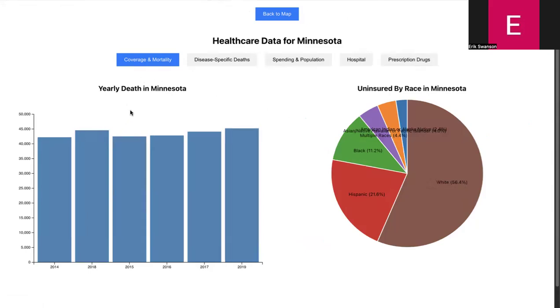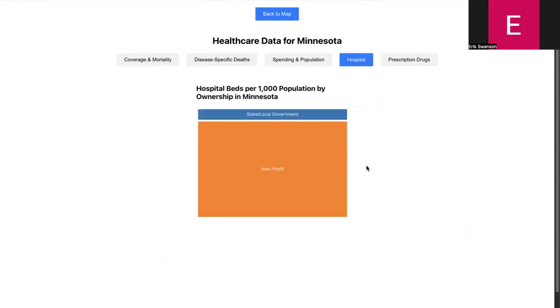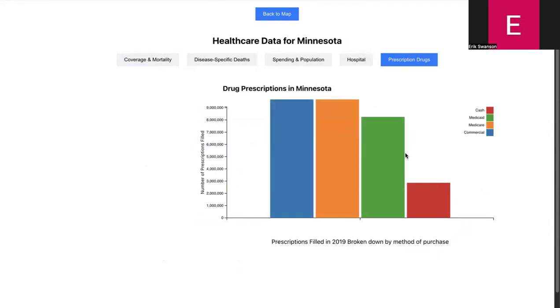Minnesota is very weird because 2018 is here, and you can see that it has the highest amount of deaths in between 2014 and 2017, which is very intriguing if you look at how that shaped out. And almost the entire state's uninsured race breakdown in Minnesota is white. Same thing with no for-profit hospitals and prescription drugs, and a lot of drugs being filled with Medicaid compared to some other states.